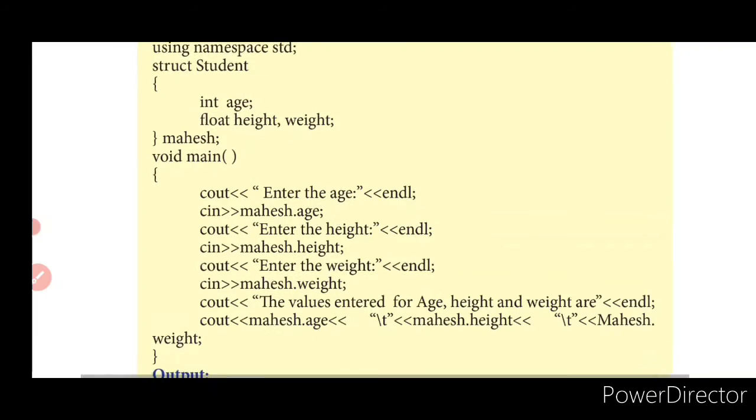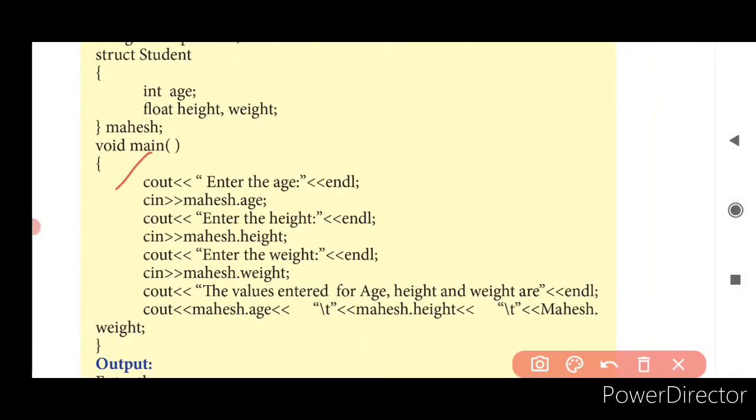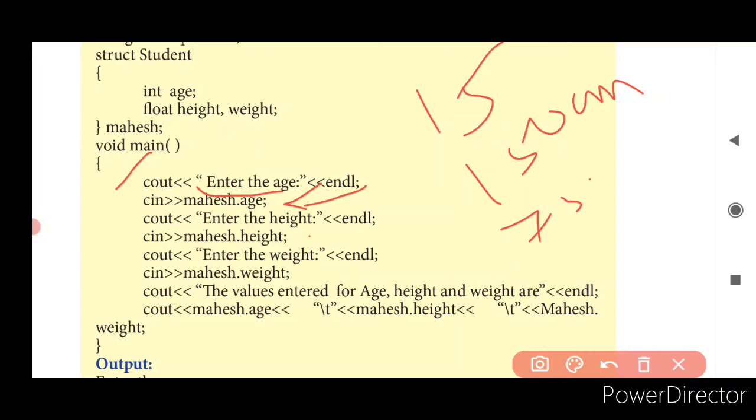So your execution always starts from main. And what are we doing here? Anything that is being given in the double quotes will be printed as it is. Mahesh dot age is going to be obtained from the user. Say for example, age is going to be 15. Mahesh dot height. Let his height be 150 centimeters. And what about his weight? Let it be 73.5 or something. So the values entered, the height and weight are, what happens? Mahesh dot age, Mahesh dot height, Mahesh dot weight will be printed as it is.